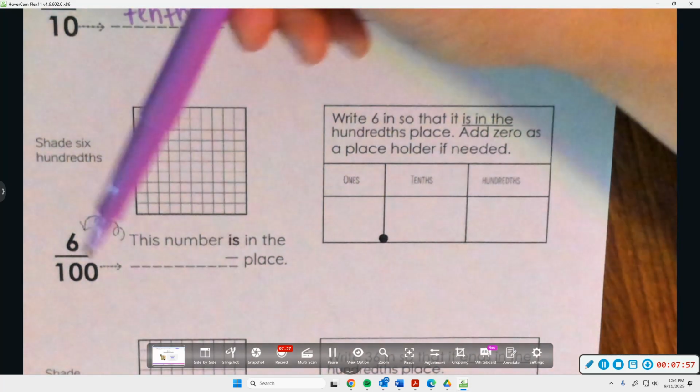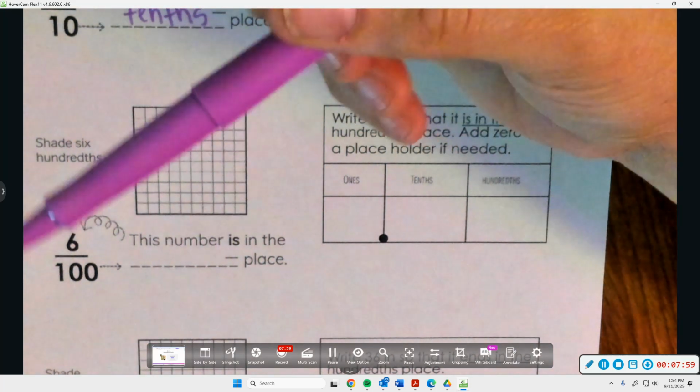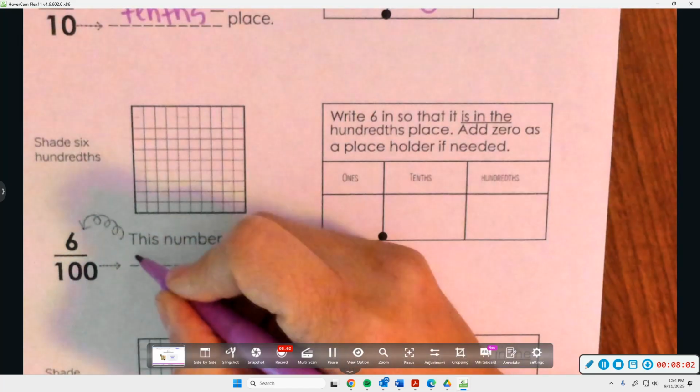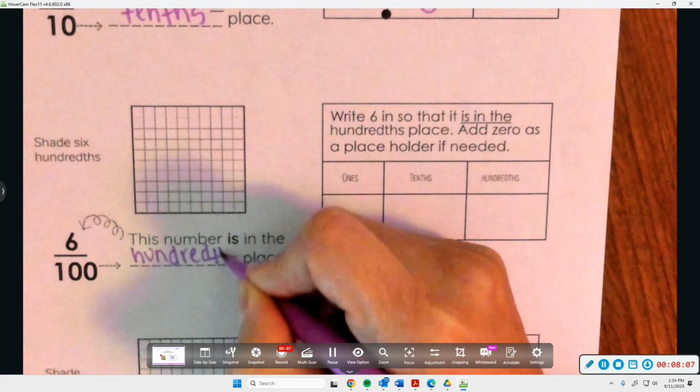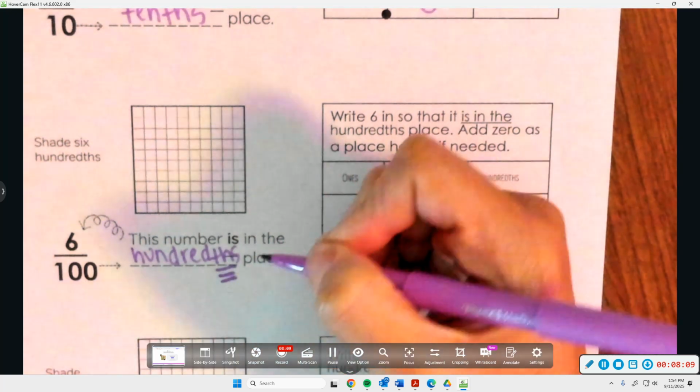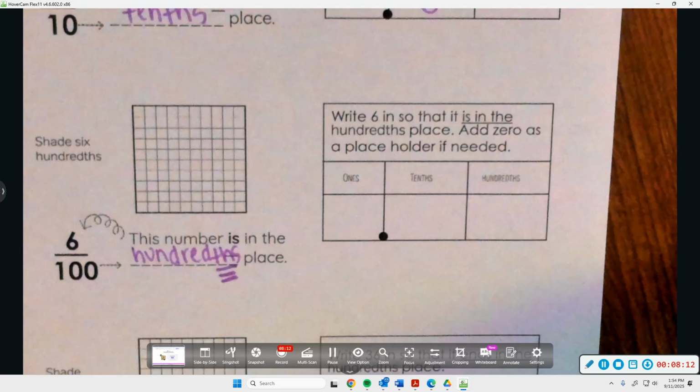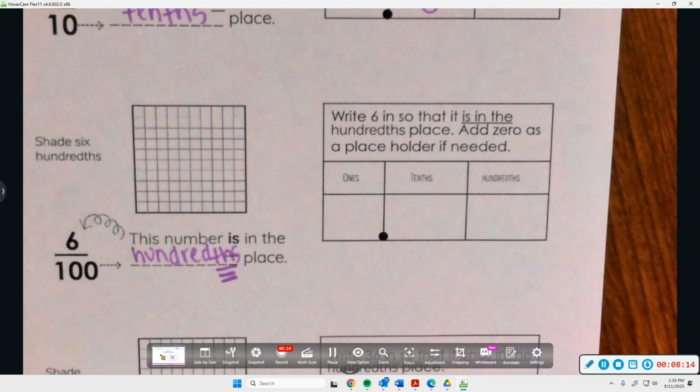So let's look at the next one. Let's say this fraction. 6 hundredths. Okay, this number is in the hundredths place. Watch how I put that THS at the end. If I forget that, now I'm saying I have 6 hundreds. Is there a difference between 6 hundreds and 6 hundredths? Yes. I mean, think about money. That's $600 and 6 pennies. That's a big difference. So make sure that you are understanding it's hundredths, not hundreds that we're working with right now.